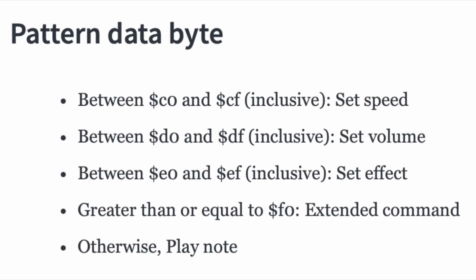Notes and effects and other commands. How the data for a row in the pattern is interpreted depends on the value of the next byte of pattern data. If the value is between C0 hex and CF hex inclusive, it's a set speed command. If the value is between D0 hex and DF hex inclusive, it's a set volume command. If the value is between E0 hex and EF hex inclusive, it's an effect, which can have a parameter. If the value is greater than or equal to F0 hex, it's an extended command, which can have a parameter. Otherwise, the value is a note, and it signals the end of data for this row.